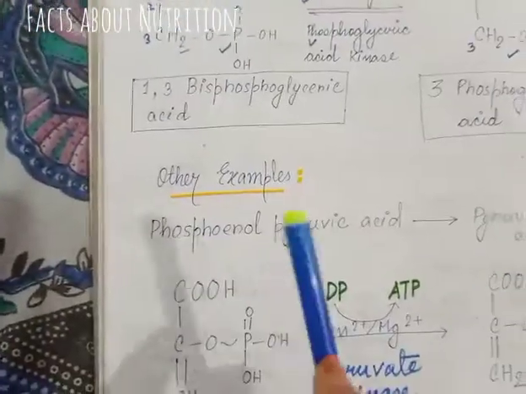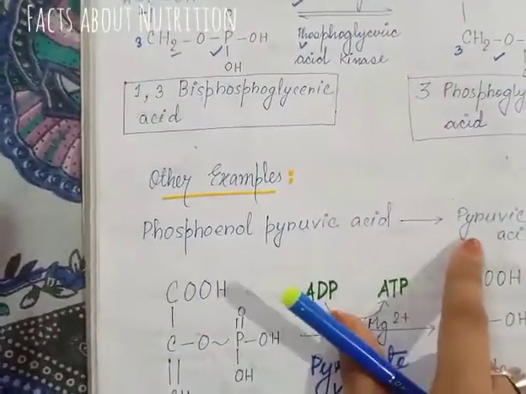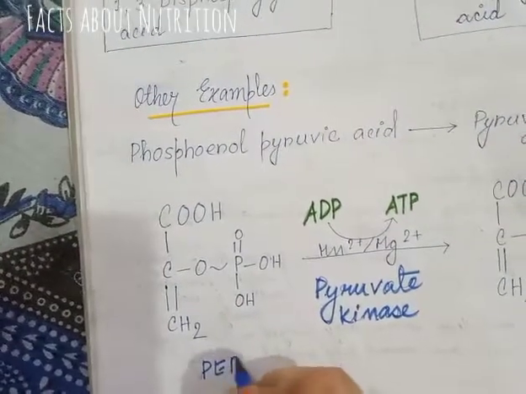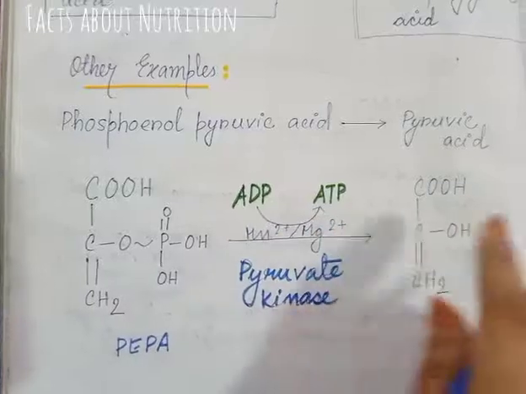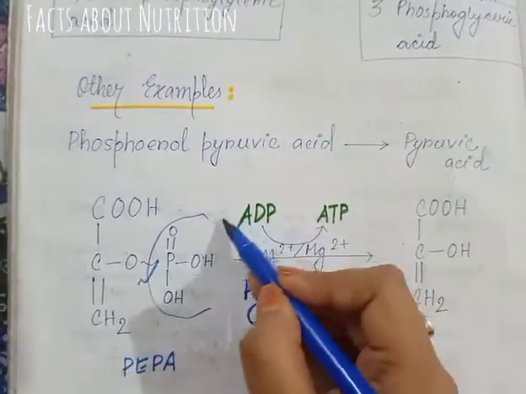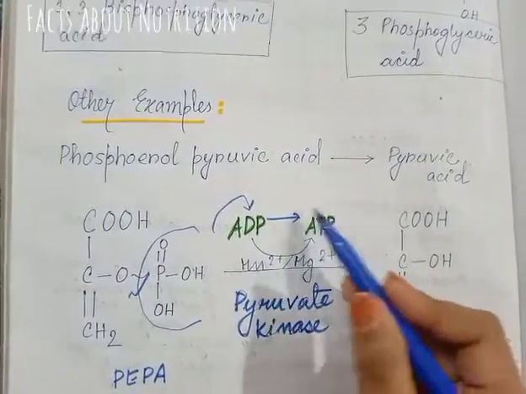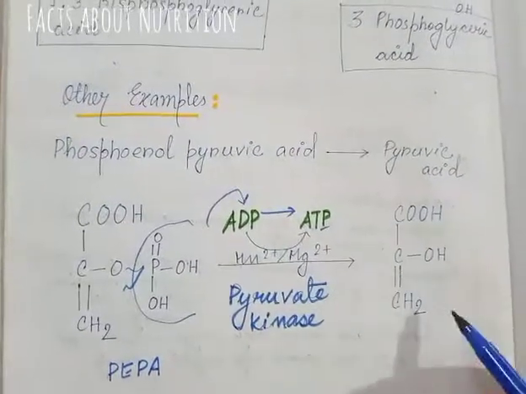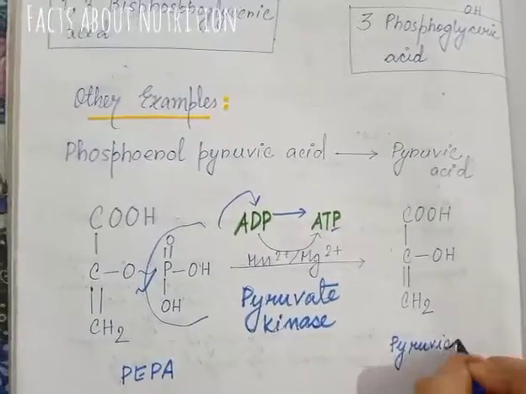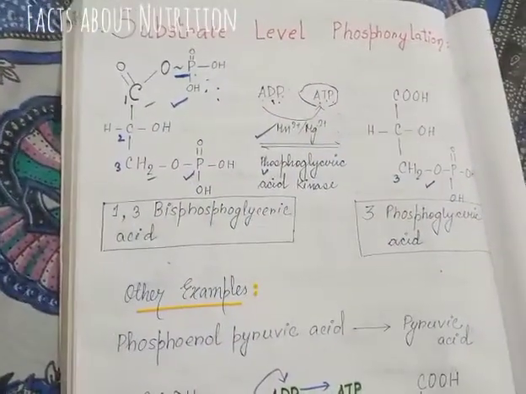One more example of substrate level phosphorylation in glycolysis is from phosphoenol pyruvic acid to pyruvic acid. Here also you can see that this is phosphoenol pyruvic acid. From here to pyruvic acid, this phosphate group and this high energy bond are both given to form ATP from ADP. This is the enzyme, this is the cofactor, this is the coenzyme. This is pyruvic acid. So these are examples of substrate level phosphorylation.